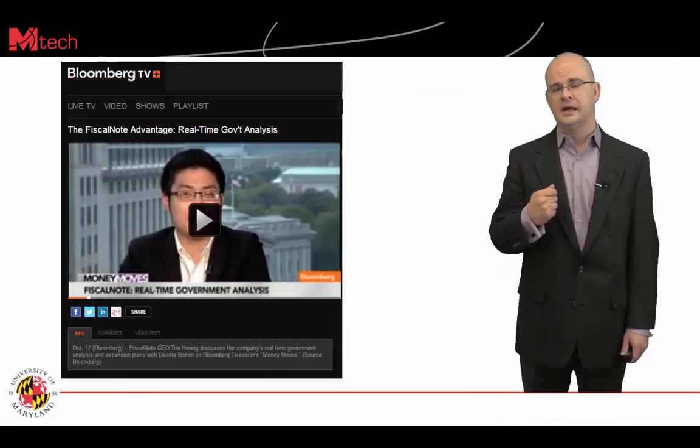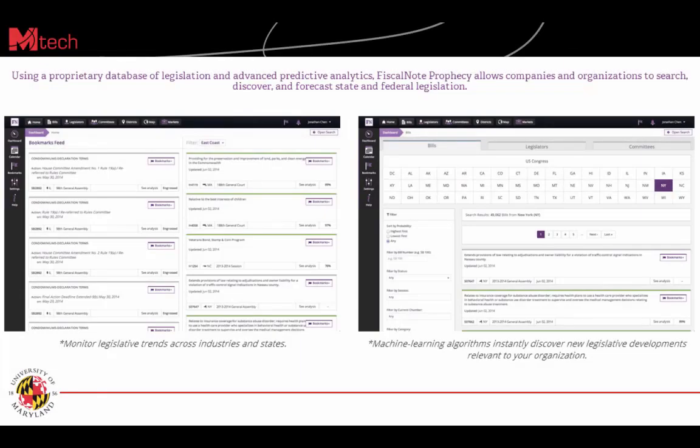I want to take a different look at another firm that I'm very familiar with, a company called Fiscal Note. Fiscal Note is using a proprietary database that they've developed of legislation and advanced predictive analytics to sell to companies and organizations to search, discover, and forecast state and federal legislation. This lets them monitor trends in different industries or states that those companies or organizations are interested in.